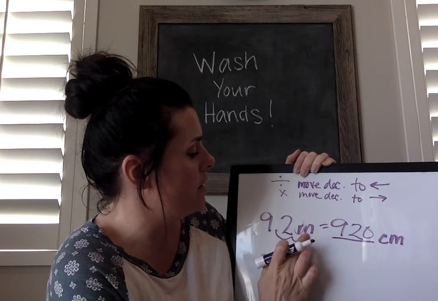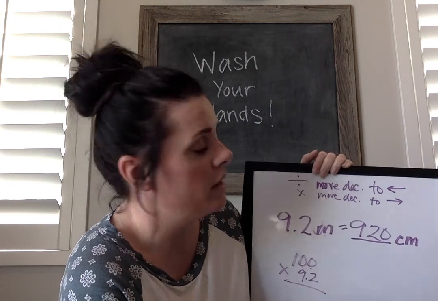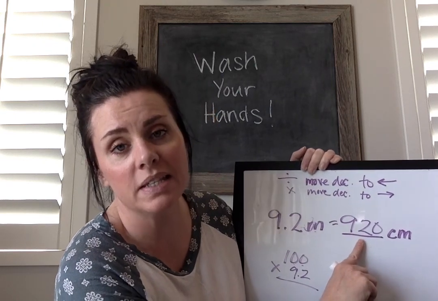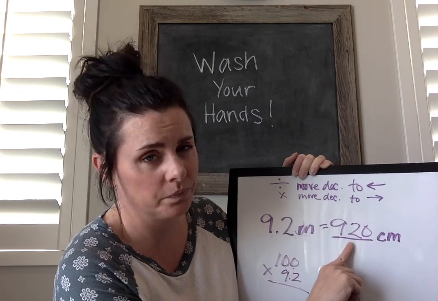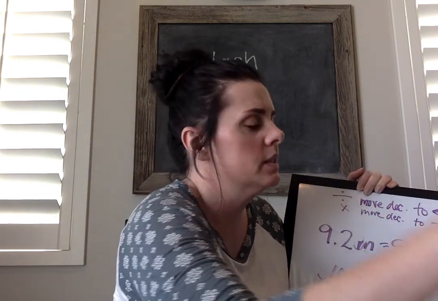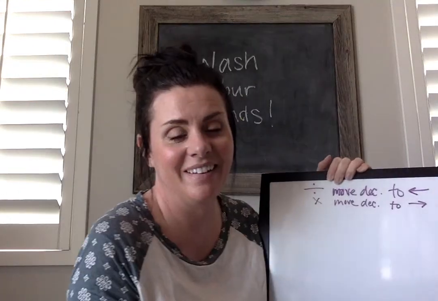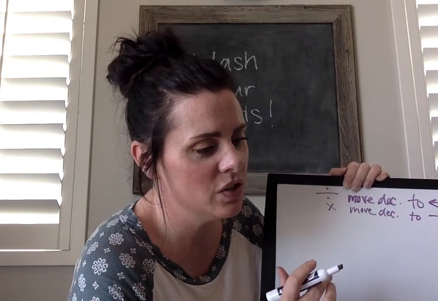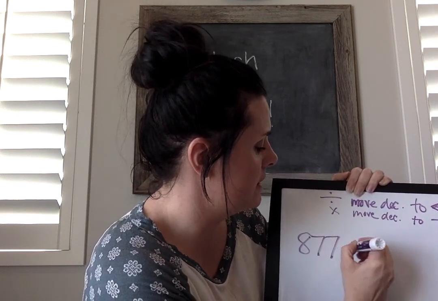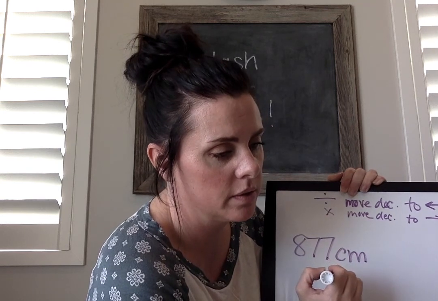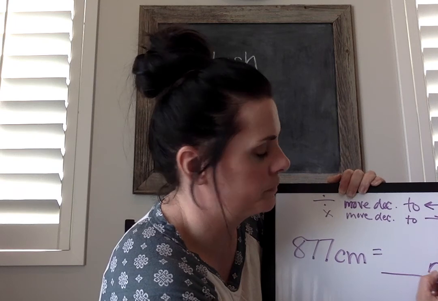So if I have 9.2 meters, there's going to be 920 centimeters in that. Those are equal. Okay? Well, let's keep going because I feel like we're still not there. Let's do number 5. We've got 877 centimeters equals how many meters? Okay.